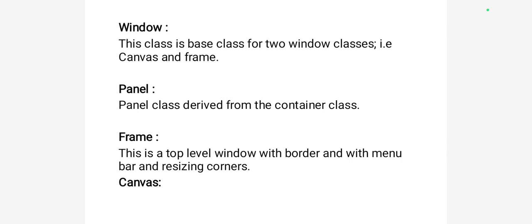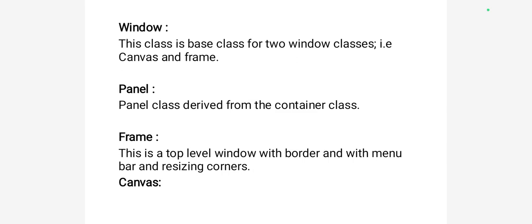The next one is frame. This is the top level window with border, menu bar, and resizing corners. A frame is implemented as an instance of the JFrame class. It is a window that has decorations such as the border and title, and it supports button components that close the window, etc. Applications with a GUI usually include at least one frame. This is all about the frame.